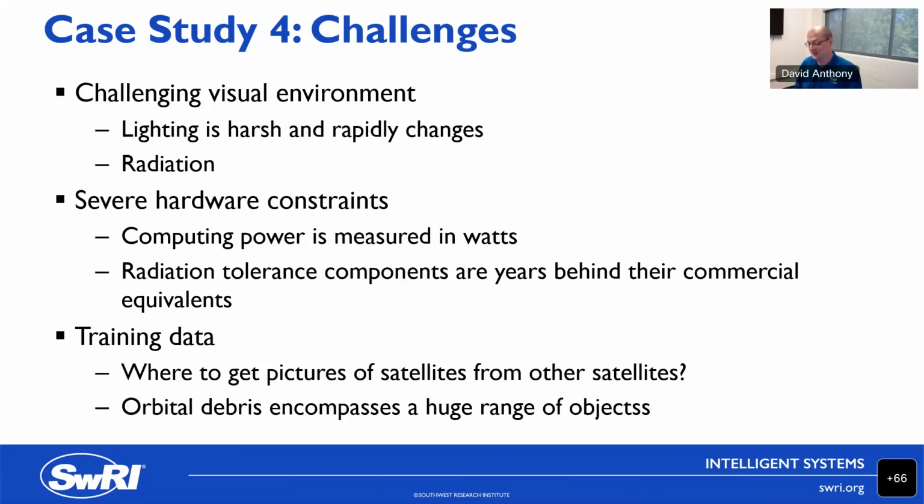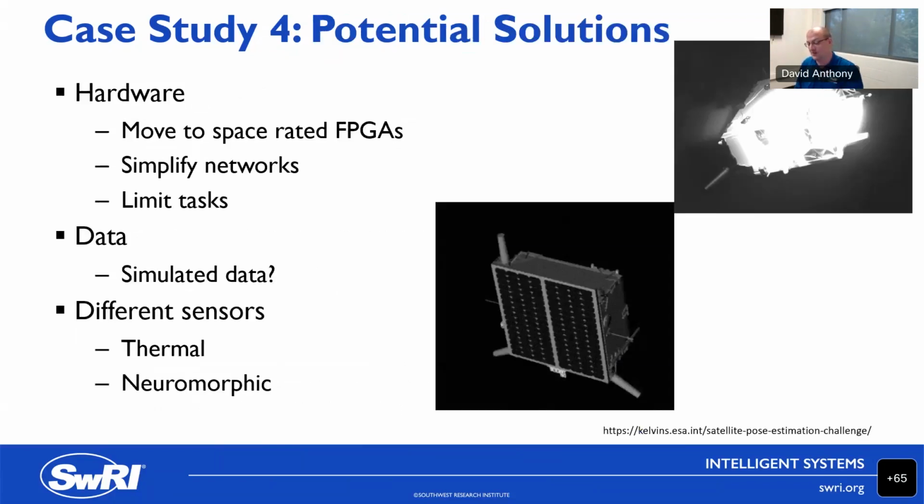Training data is enormously hard to get. Where do you get pictures of satellites that were taken from other satellites? I suspect that there's several world governments that have them, but they are not forthcoming with them. So where do you get that data? And then there's just the enormous variety of things that are up there. If you're talking about going up and getting orbital debris, that could be anything from a used launch booster that's the size of a bus to a bolt that the satellites dropped off of the ISS that's the size of my finger.